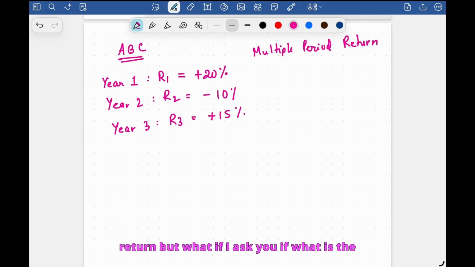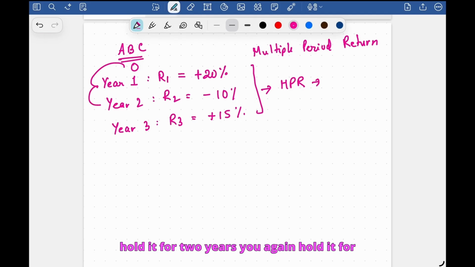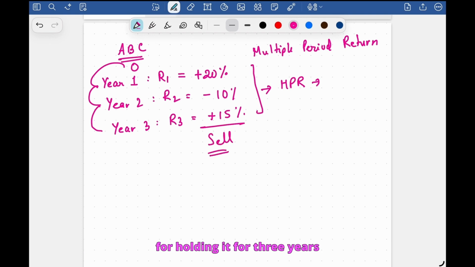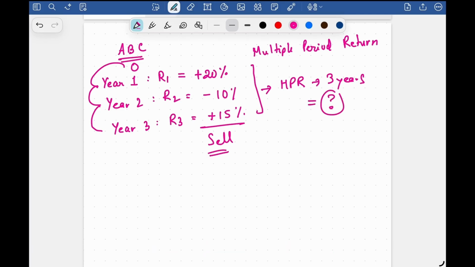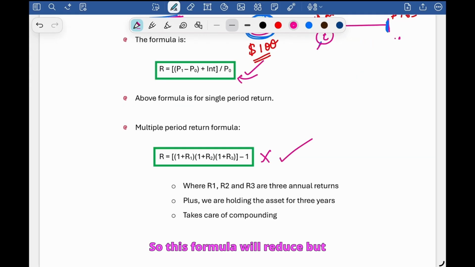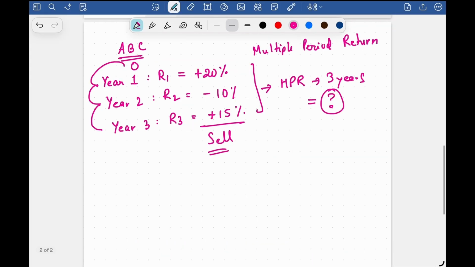But what if I ask you, what is the holding period return not for 1 year, but you bought it at year 0, you held it for 1 year, then you didn't sell it, you held it for 2 years, you held it for 3 years, and after year 3 you sell it off. So for holding it for 3 years, what is my holding period return? How would you calculate the holding period return in this case? This formula will be used, but without using this formula, let me explain.